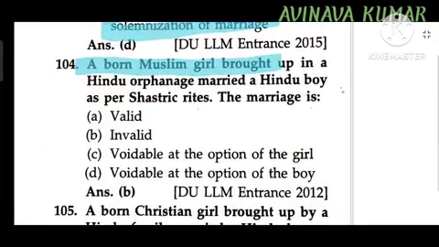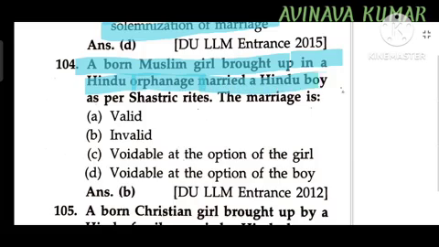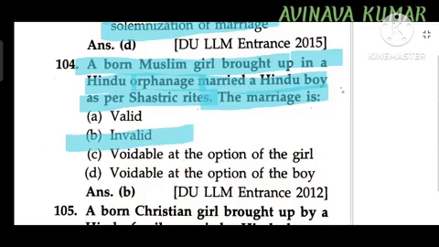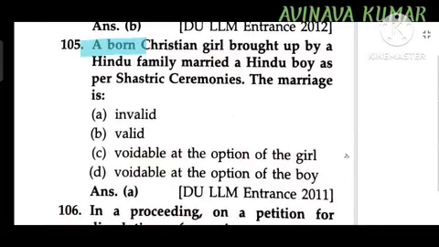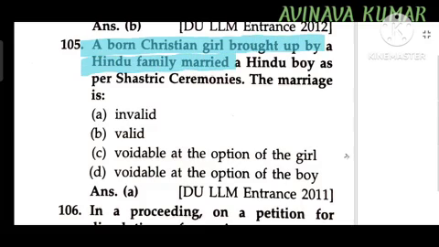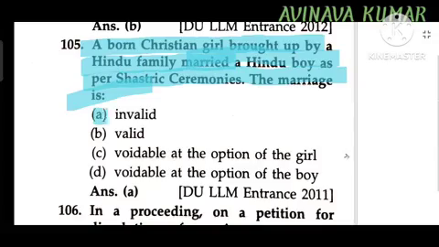A born Muslim girl, brought up in a Hindu orphanage, married to a Hindu boy as per Shastric rites. The marriage is invalid. A born Christian girl brought up by a Hindu family, married to a Hindu boy as per Shastric ceremony. The marriage is invalid.